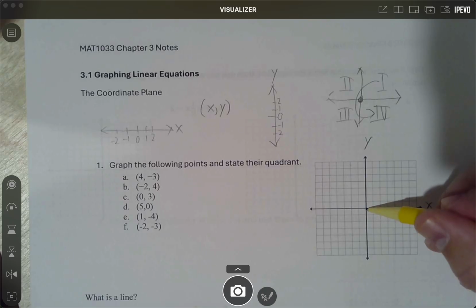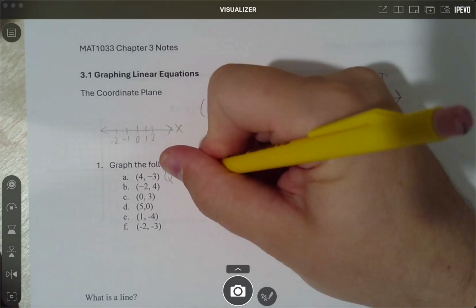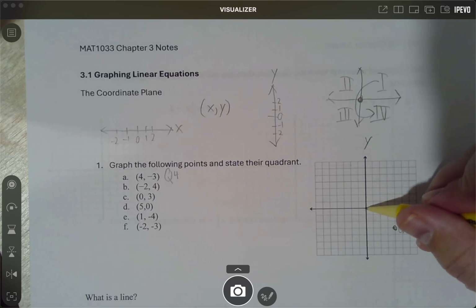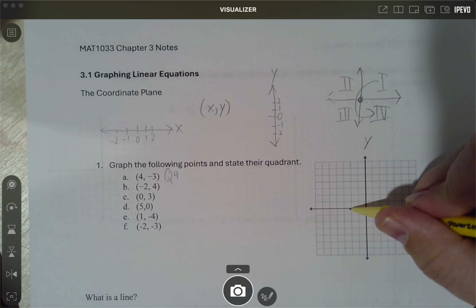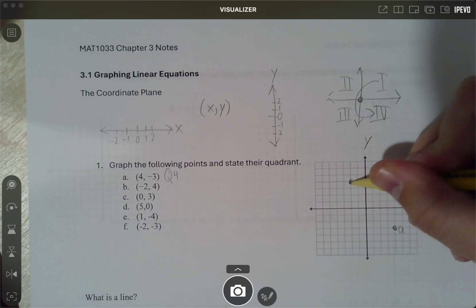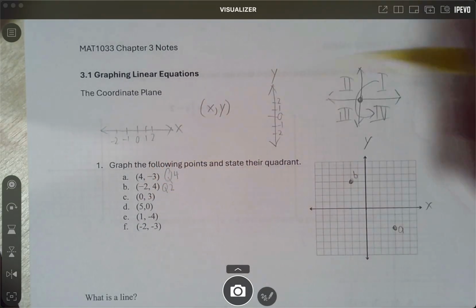So if I'm at 0, 0, then I would go right 1, 2, 3, 4. Now hold your pencil there or pen there, and then go down 1, 2, 3, because it was -3. Here's point A. Point A is in quadrant 4. All right. Point B would be left 2, -2, 1, 2, horizontally. Keep it there and then move up 1, 2, 3, 4. And there's point B, which was in quadrant 2.